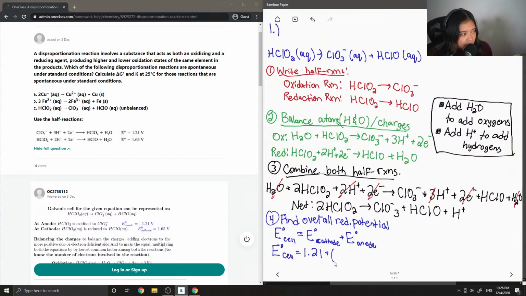And then for the anode, it is going to be negative 1.65. Oh wait, actually it's the other way around. So in the cathode, it's 1.65. And then the anode is negative 1.21. And then this is in volts. And then we have an E cell of 0.44 volts. So this means it is a spontaneous reaction.